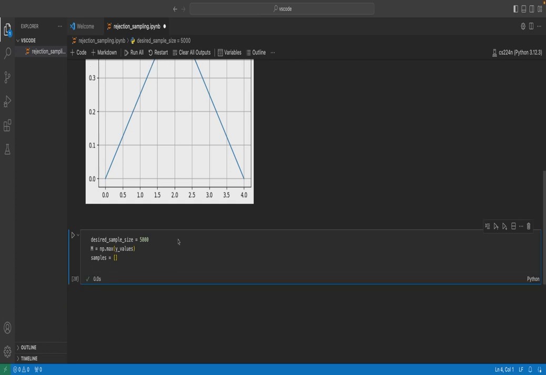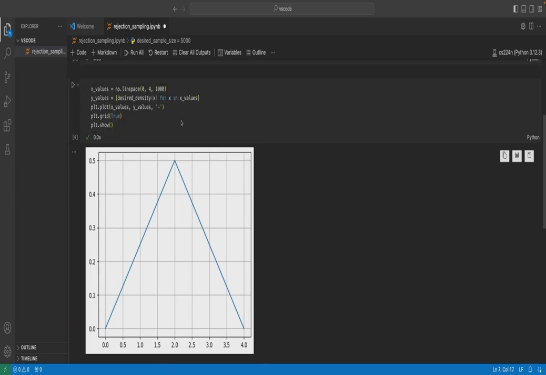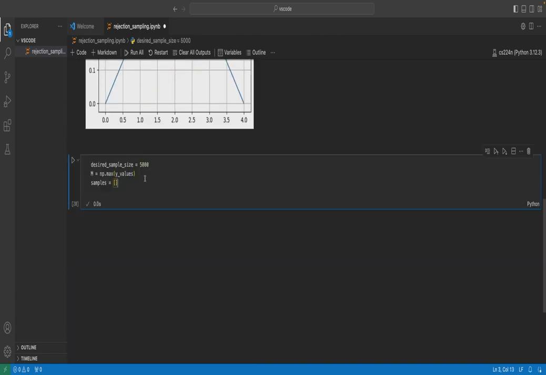The first variable that we'll need to think about is what is our desired sample size? How many samples would we like to obtain from f of y? And for now, we're just going to set that to 5,000 to start. And the next thing that we'll need to do is find the value of m. Remember that m is the maximum value that f of y takes on. And because we already calculated all of these y values, we can actually just take the maximum value of that list, and that corresponds to m.